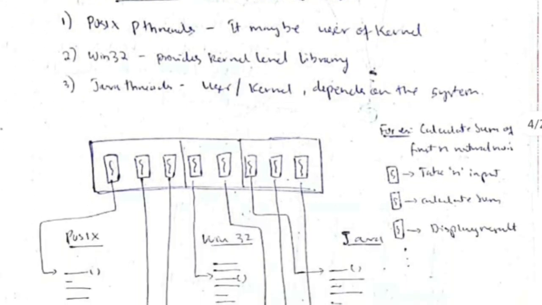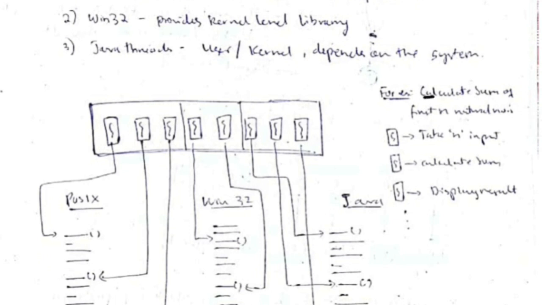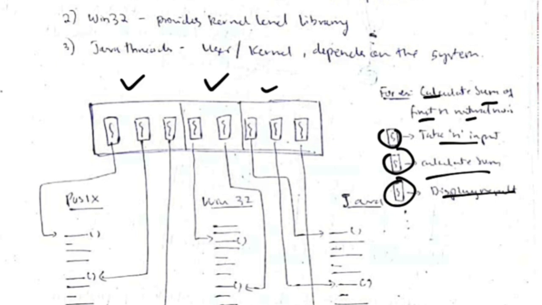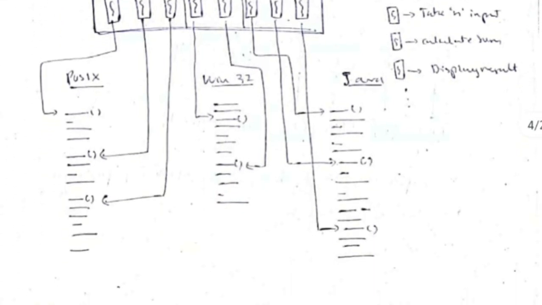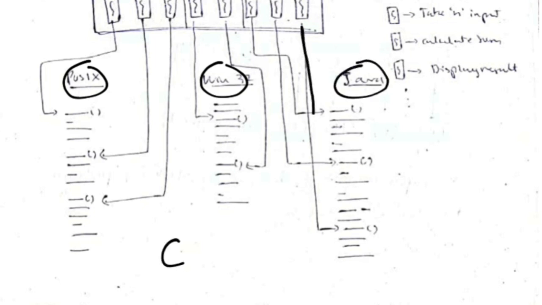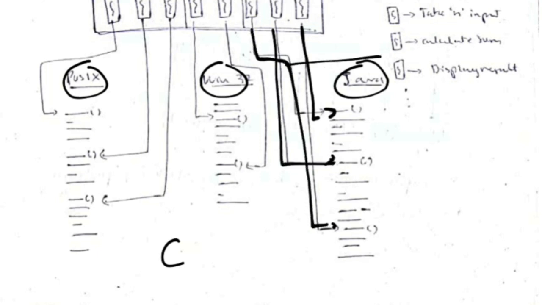Okay, so what does a library look like? Suppose that calculating the sum of first n natural numbers is the task. So threads will be taking n as input, calculating the sum and displaying the result. So these types of threads will be arranged here in multiple blocks, and the user is able to access them in the POSIX form, Win32, or in the Java class. Okay, so if you are writing the code in POSIX or Win32, you'll be using C programming, or in Java you will be having the objects and the classes by using these threads. Okay, this will have separate threads here for each type of class.